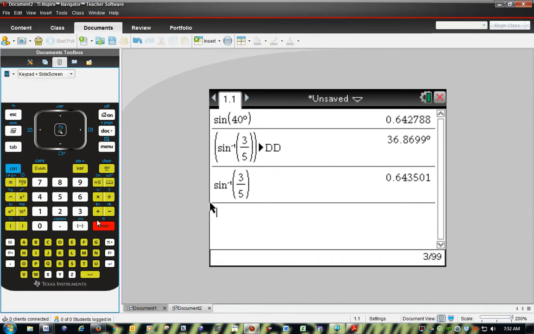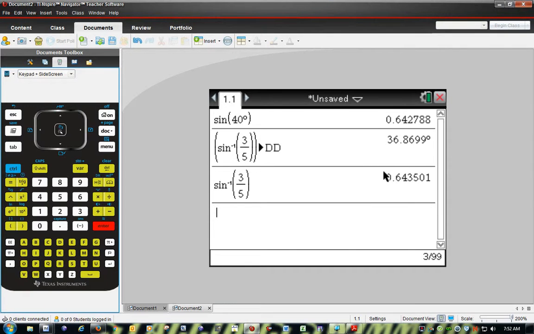So if you get weird answers that are really, really small like this, anywhere from like 0 to like 2, you're in radians, and you have to put it into degrees.